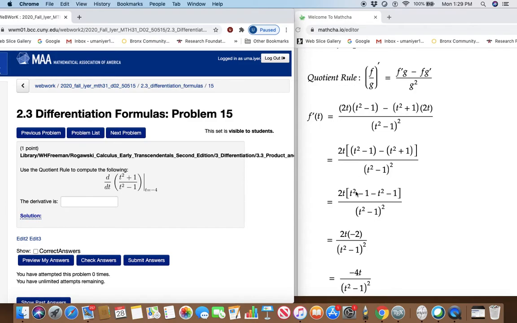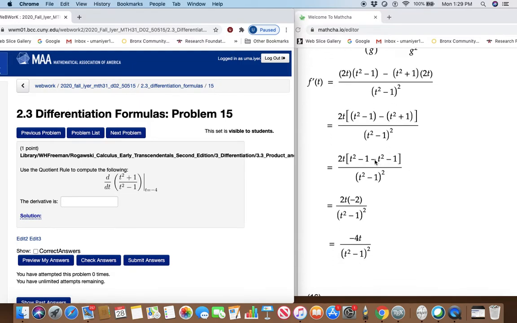No other changes, right? So denominator as it is, 2t is outside. Open the parenthesis, t squared minus 1. Open this parenthesis, negative t squared minus 1. So that gets me t squared cancels t squared. I'm left with negative 2. So they multiply to give me negative 4t over all of this.